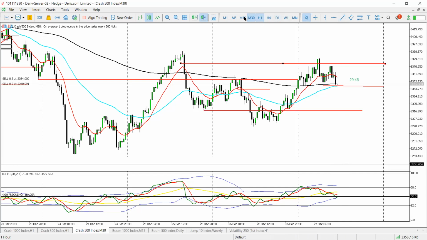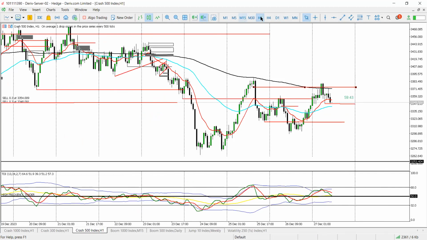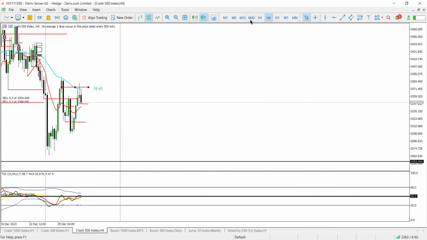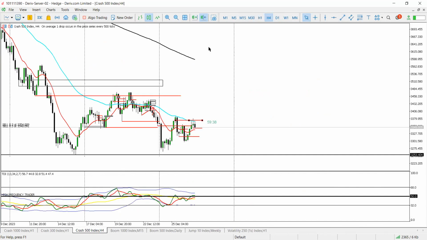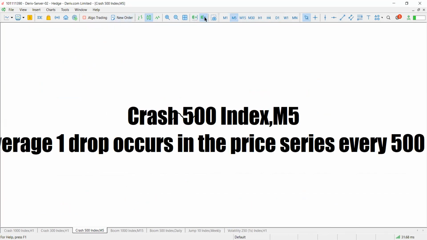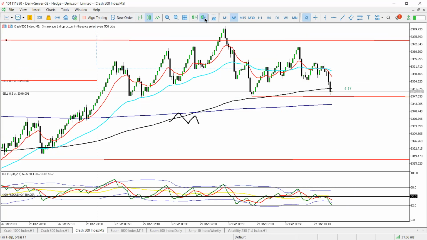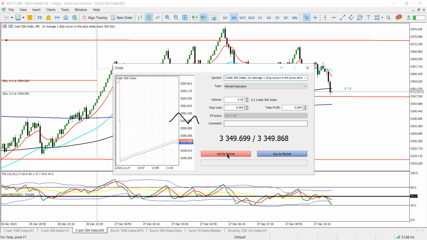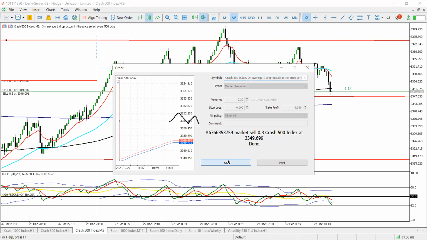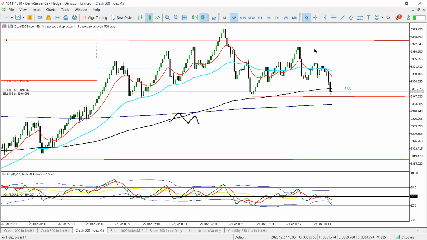So right now we're going to look for reasons to sell. Okay, you can also see price is rejecting off the 50 EMA, right? Starting with it from H4. We actually check something quickly before we go back to the higher time frames. Okay, I think I'm going to scale in again. Let's see what price does.